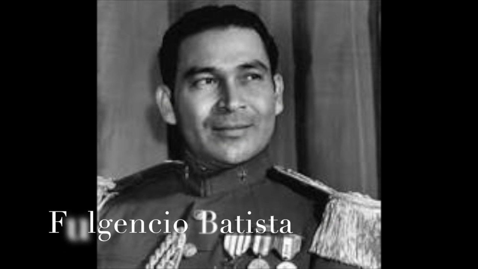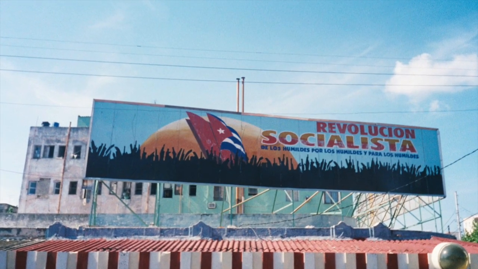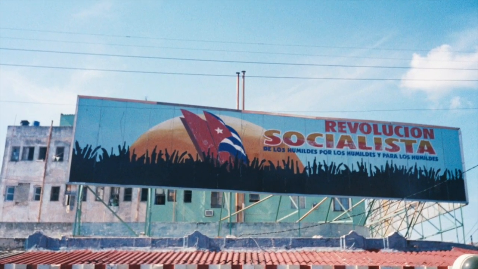In 1959, Fidel Castro overthrew Fulgencio Batista. Castro established a communist dictatorship. Cuban exiles tried to overthrow Castro in 1961, known as the Bay of Pigs.